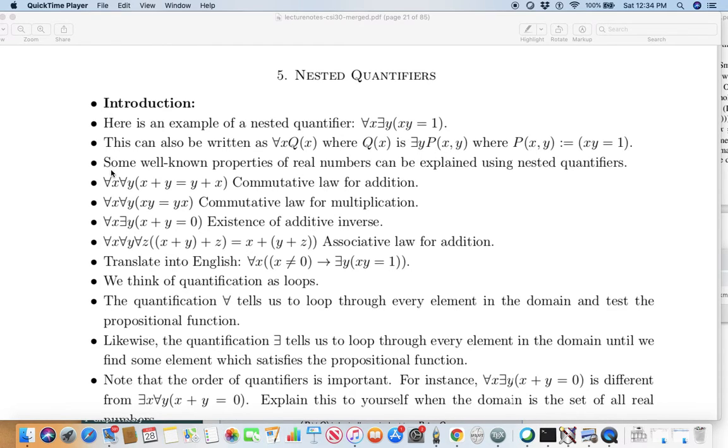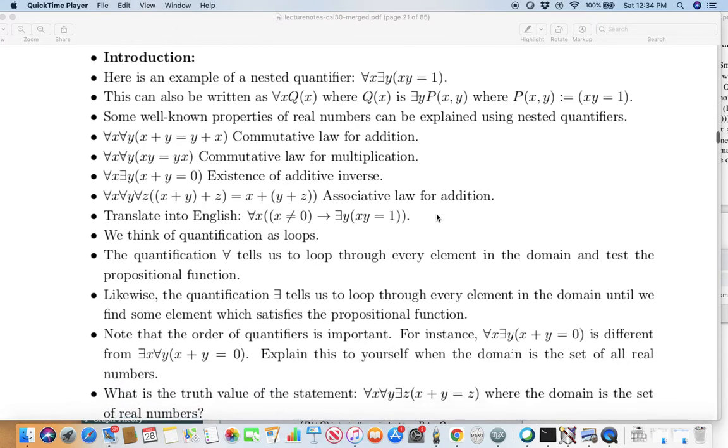statement. Some well-known properties of real numbers can be explained using nested quantifiers. For every x, for every y, x plus y equals y plus x. That's the commutative law for addition, for every x and for every y. The next one, for every x, for every y, xy is equal to yx. This is the commutative law for multiplication.